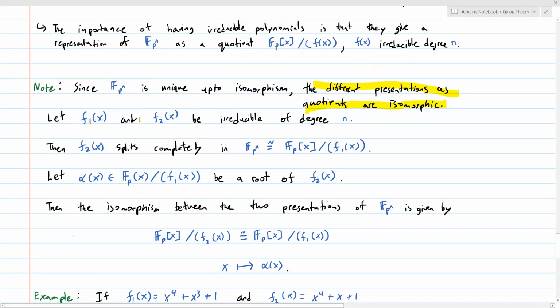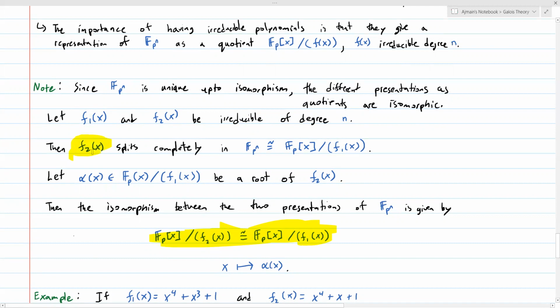So let's construct an explicit isomorphism between these two presentations. Let's take f1 of x and f2 of x to be two irreducible degree n polynomials, and we want to write this explicit isomorphism between the first field that's isomorphic to F sub p to the n and the second field that's also isomorphic to F sub p to the n. So this is the first field presented as a quotient, F sub p of x, the polynomial ring with coefficients in F sub p, modded out by the first irreducible polynomial, and this is the second presentation modded out by the second irreducible polynomial. So we're trying to build this isomorphism.